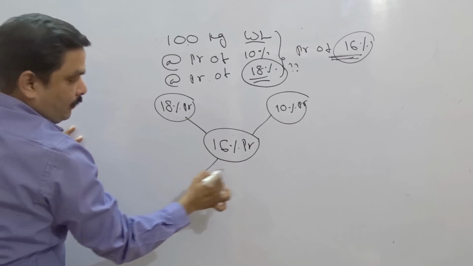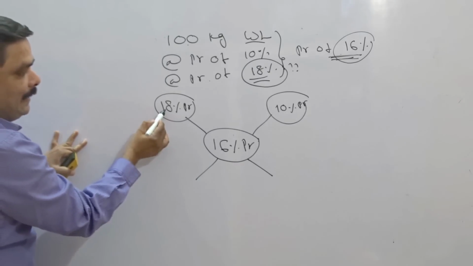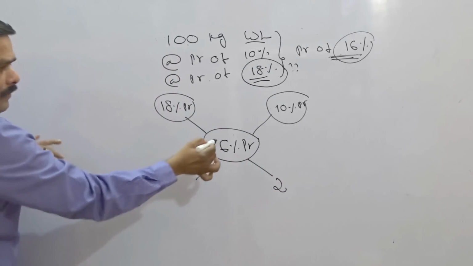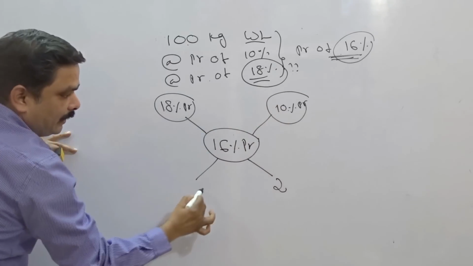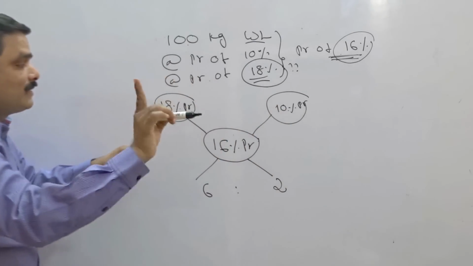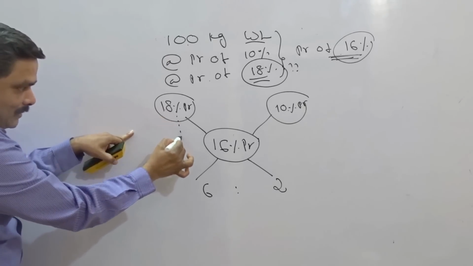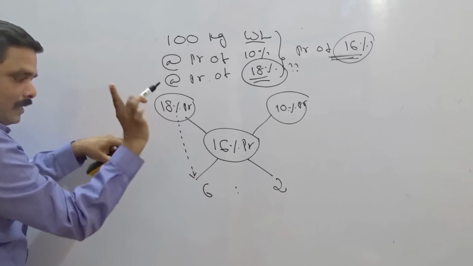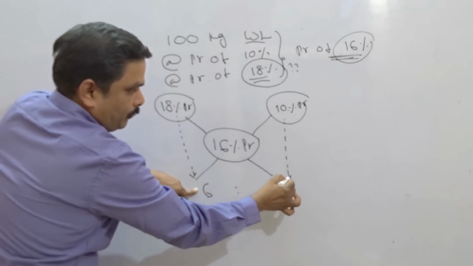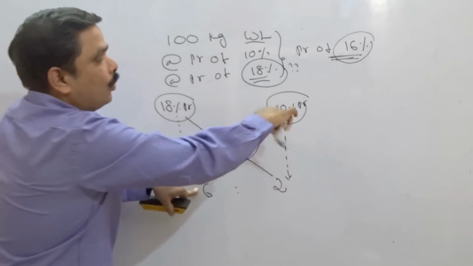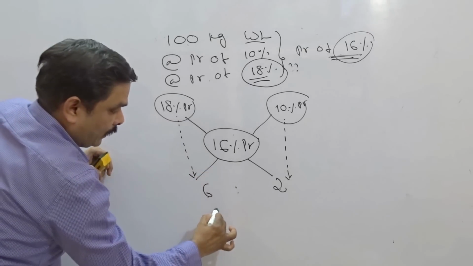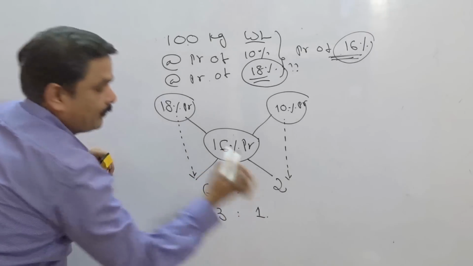Simply I should say for this one, this is 18 minus 16. That should be 2. Right? Now it is 16 minus 10. That is 6. 6 is to 2 ratio. What do you mean by 6 is to 2 ratio? This one, 18% profit sold quantity should be 6 parts and this one, 10% profit sold quantity should be of 2 parts. If I go for the simplification, you get 3 is to 1, right?